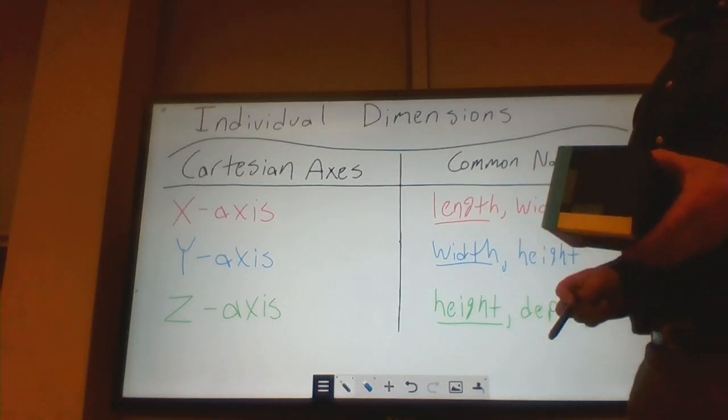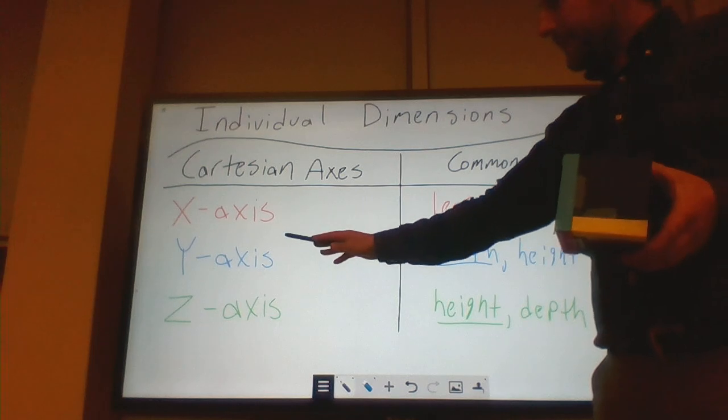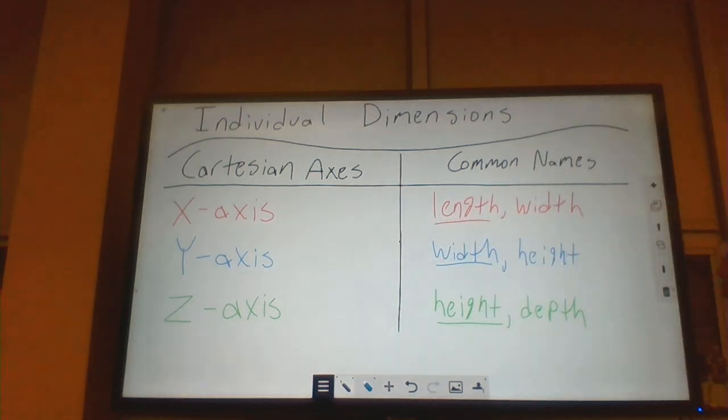So, as we just discussed, the Cartesian axes are the x, the y, and the z. The names we've been using in the past include length, width, and height predominantly, but we've also included words like base. And another one that I want you to get used to is the idea of a word called depth, which specifically refers to the third dimension. You don't really hear the word depth at all unless you're talking about three-dimensional space.